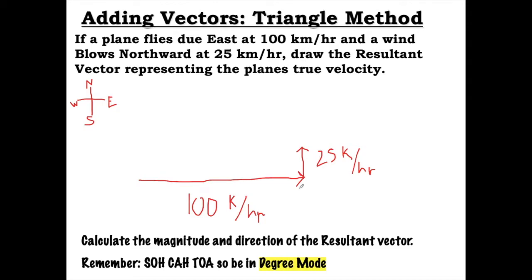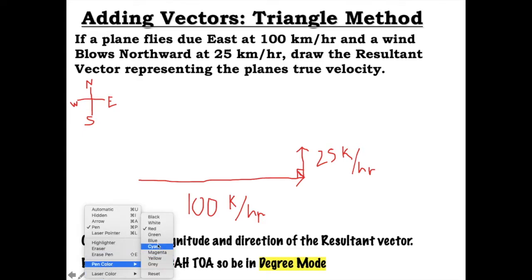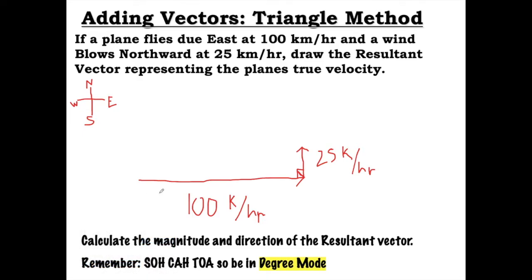So whenever you have two vectors that are at a right angle to each other, which here's your right angle, you're going to have to do this triangle method where you draw the first one. And then from the tip of the first one, you draw the second one. And now the resultant vector, I'm going to go ahead and change pen colors here. Let's go blue. The resultant vector, or the overall speed of this plane, is going to be from wherever you started to wherever you ended up.